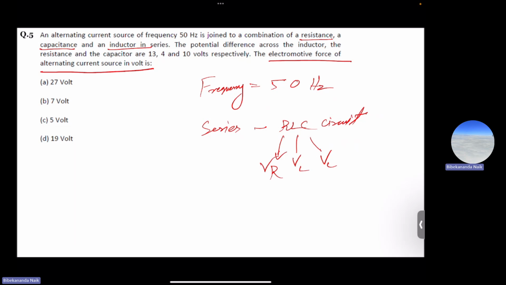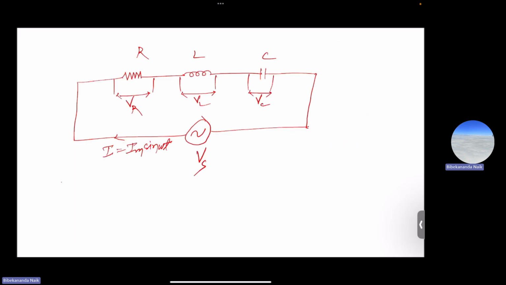Now, if we talk about the impedance, the impedance of resistor ZR is given as R, which we can write as R at 0 degree. So both voltage and current are in phase. For inductor, it is ZL, which is j omega L. That implies it is omega L at plus 90 degree.